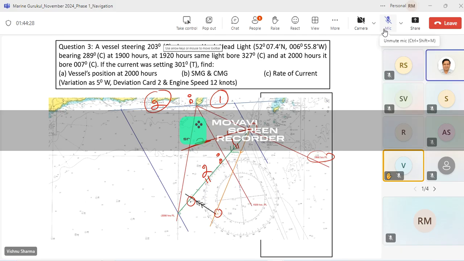Understood. If the triangle was for a different duration, then the drift can be converted into rate, right? Yes, sir. Here the triangle was fortunately 1 hour, right? Yes, sir. Correct. Right. Okay.